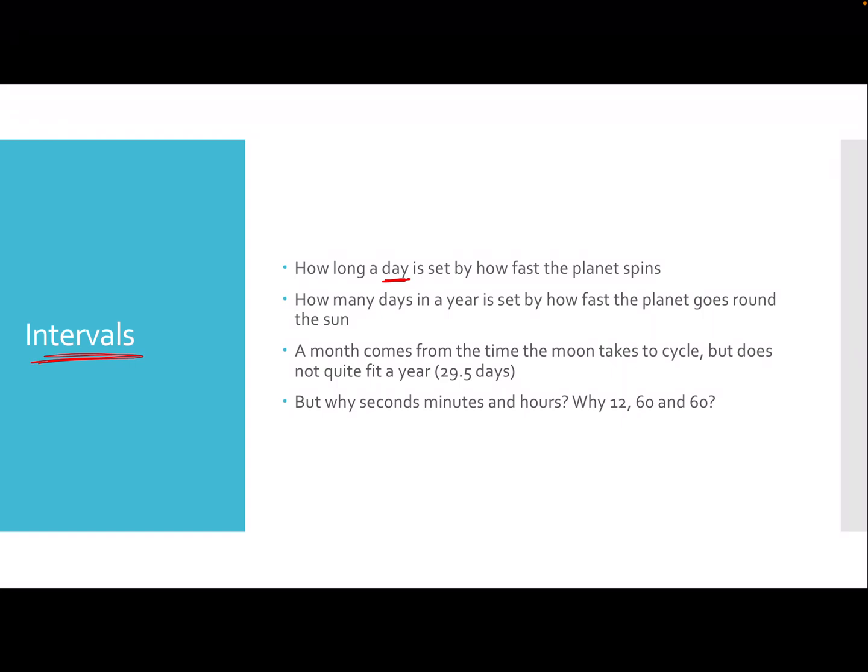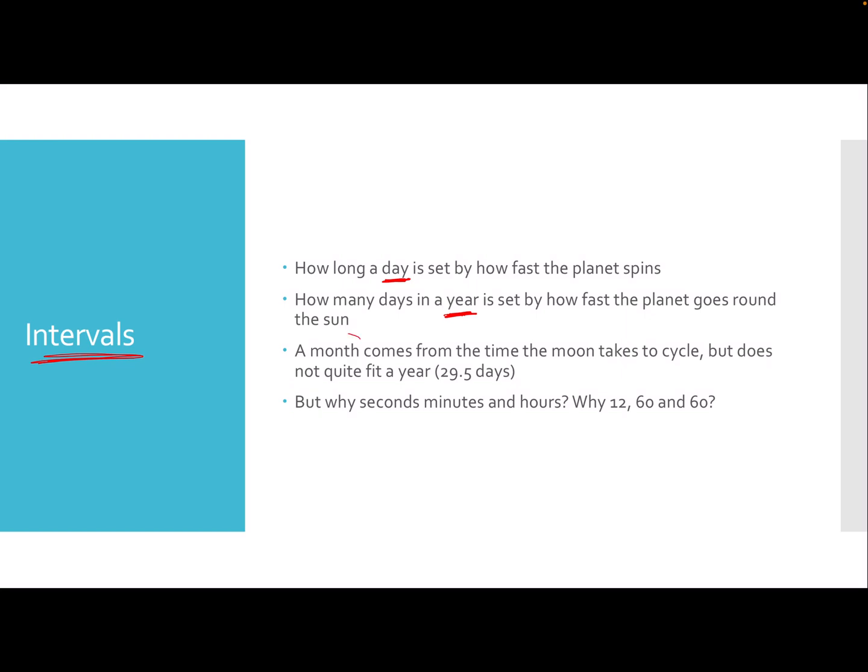A year is how fast our planet goes round the sun. So again, a year is the same. You can't really change it, you can't fiddle with it. A year has to be the amount of time that a year is. And there have to be the number of days that there are in a year. We can't change it, short of slowing down our planet or speeding it up.